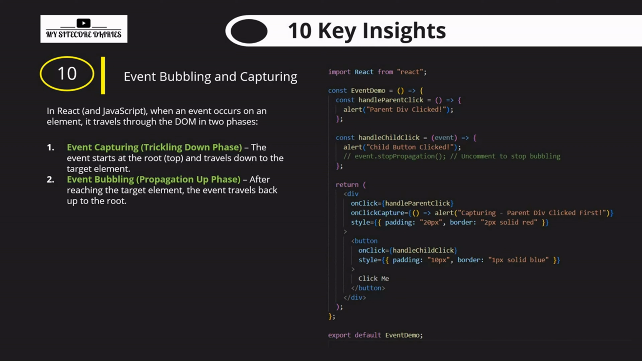So this is an example. A child button inside a parent div. So if you see here, this is the child button and this is the parent div. You have a parent div here.